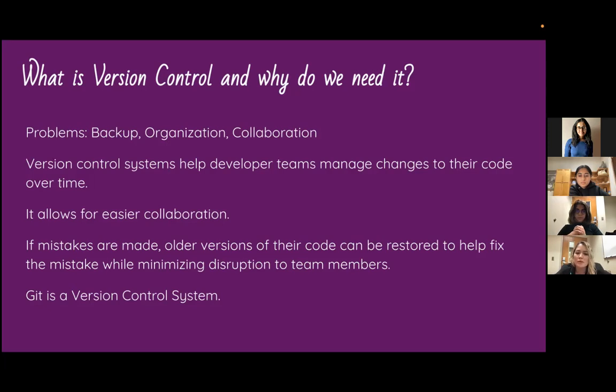Version control systems help developer teams manage changes to their code over time. It definitely makes it more organized to collaborate. And with version control, if mistakes are made, you could restore back to a previous version. And then today we're going to use Git, which is a version control system.